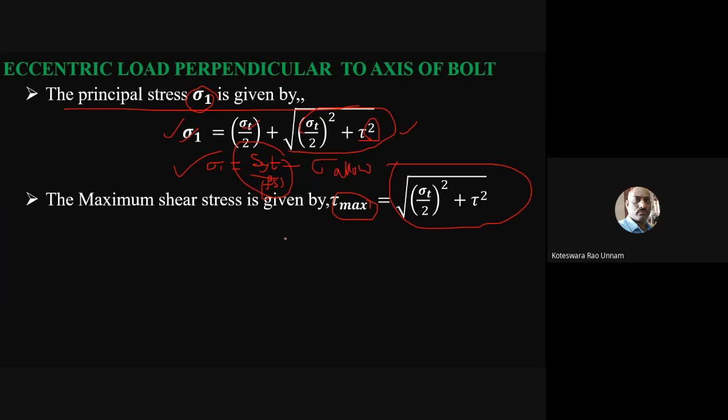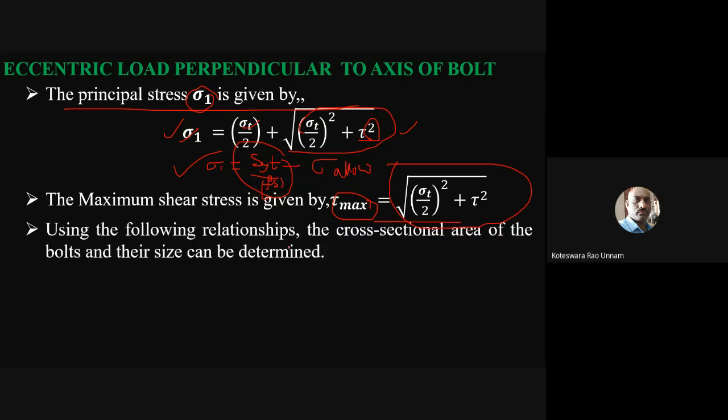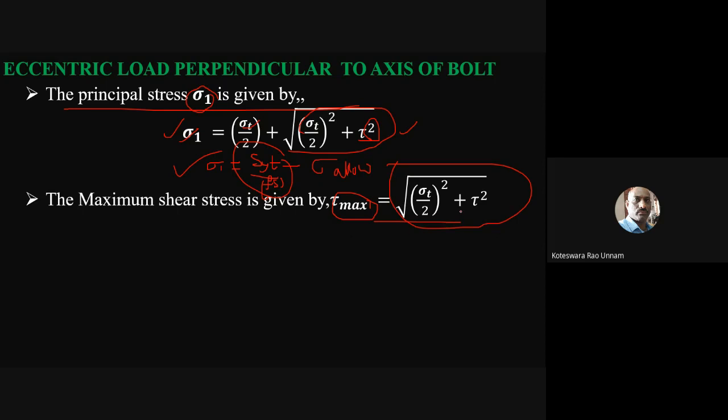So then from this, I can calculate the tau max. So from this I'll get tau max. Then for the design criteria, you need to take your tau max, which is nothing but SYS, the yield strength in shear, divided by the factor of safety. So this we will call the allowable shear stress, tau allowable.